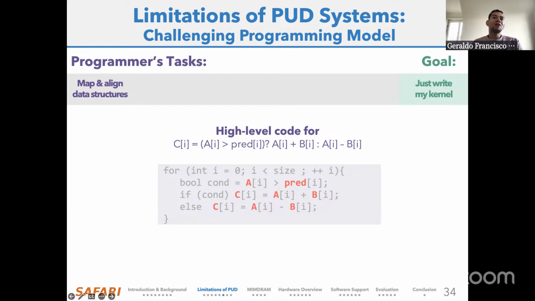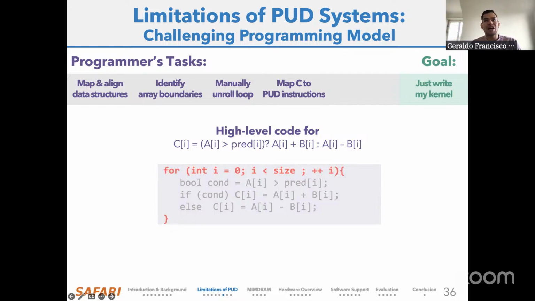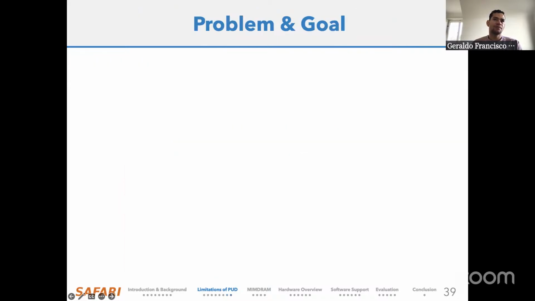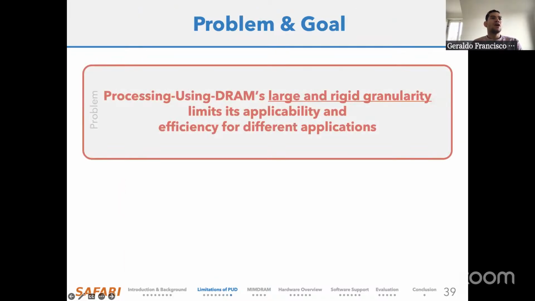A programmer needs to map and align the data structures involved in the computation, respecting DRAM's organization, identifying the array boundaries of a target loop, and manually vectorize the target loop while working to feed as many data operands to the DRAM array as possible for high SIMD utilization, and manually orchestrate data movement across dependent operands. As a result, the produced process using DRAM code is often complicated and potentially inefficient.